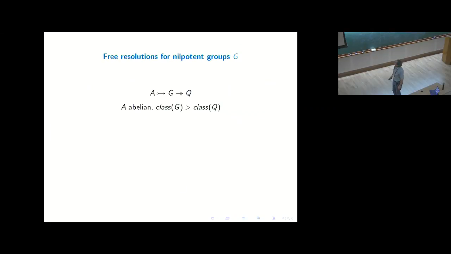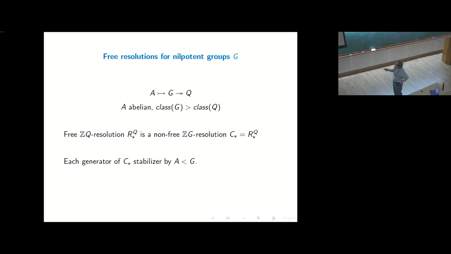So nilpotent groups are no problem, because you can work inductively, just like Heiko was doing this morning, down the lower central series. If you have a nilpotent group, you can work inductively. You can say, well, okay, could I find a resolution for the quotient? Maybe take A to be the center or something. Could I find a resolution for A? Okay, so find a resolution for the quotient.